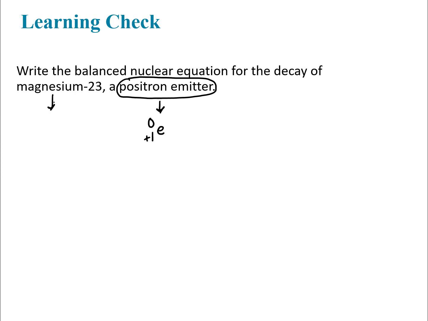Magnesium 23 is what we're starting with. The 23 is the mass number. You'll always be told what the mass number is for the starting material. In this case, it's magnesium. What's the atomic number of magnesium? Look it up on your periodic table.